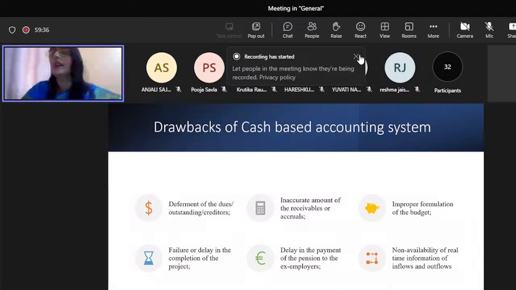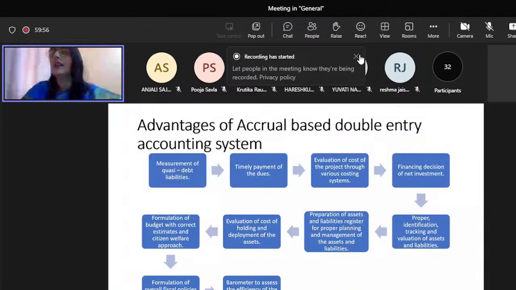There is a failure in the completion of projects because the contractors are not paid in time. Pensions to ex-employees are not paid because there is no proper record of all this, and there is non-availability of real-time information of inflows and outflows. So all these are the major drawbacks. So if an accrual-based double entry accounting system is followed, how will it help? It will help in measurement of quasi debt liabilities. What are quasi debt liabilities?